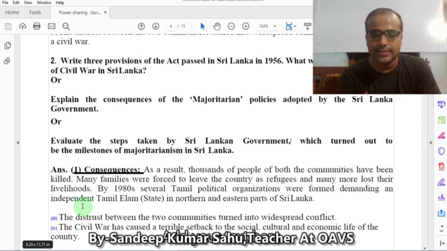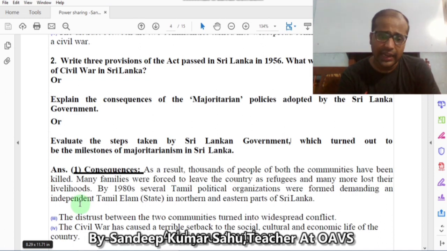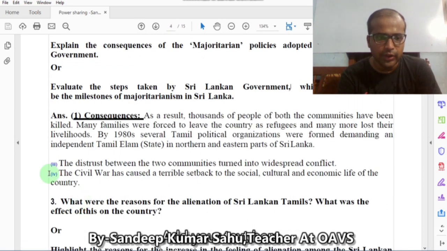After the 1980s, several Tamil political organizations were formed demanding an independent Tamil Eelam. So the Tamil speakers wanted a special country for themselves, the east and the north part of Sri Lanka, that is Tamil Eelam. The point number 3 is that the distrust between the communities turned into widespread conflict. So widespread conflict took place.